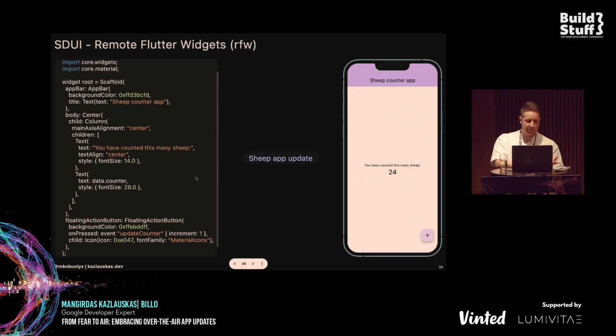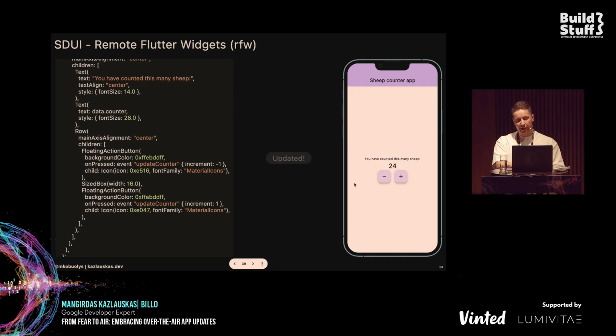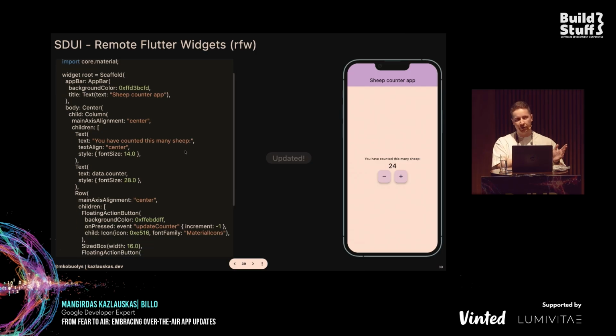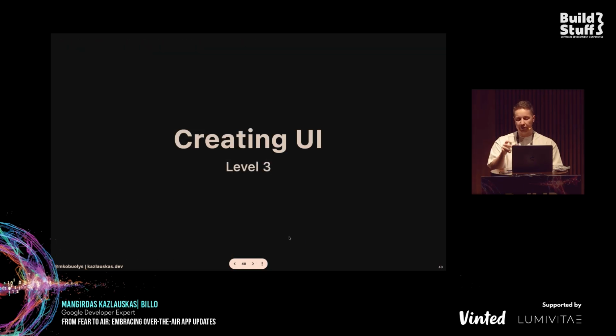So a decent thing to do to improve the UX is to ship an app update. And now instead of a single button on the bottom right, we have two buttons, so now we can adjust the counter. Again, I didn't change anything on the app side. I just changed the UI definition on the server side, and the change is reflected over there. So that's server-driven UI in a nutshell.